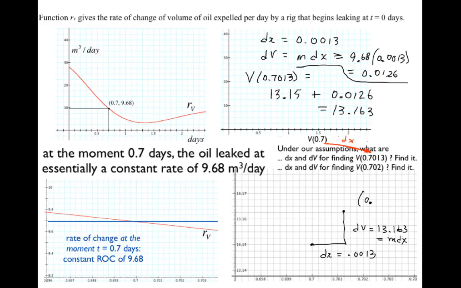Did I make a mistake or do you have a question? Isn't dv just the 0.0126, not the value of 13.1? Yeah. Sorry. You were all thinking that, right? dv, sorry, I was looking down here. dv is the 0.0126. Thank you. I wrote down what the final value is. So this is 0.7013 days elapsed. The new volume is 13.163 meters cubed.